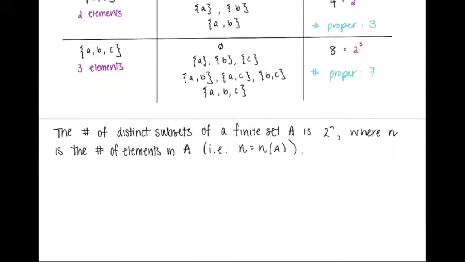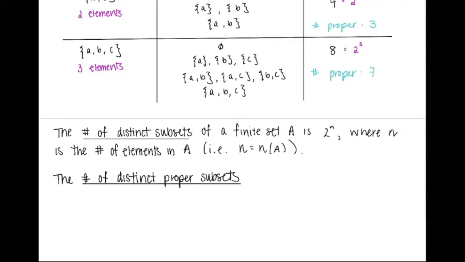So the number of distinct proper subsets is going to be 2 to the n minus 1.